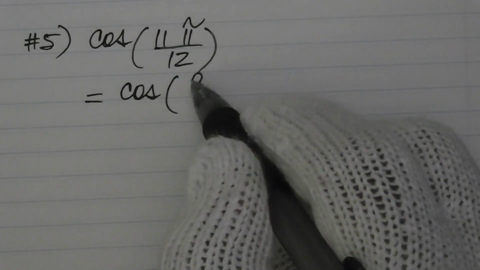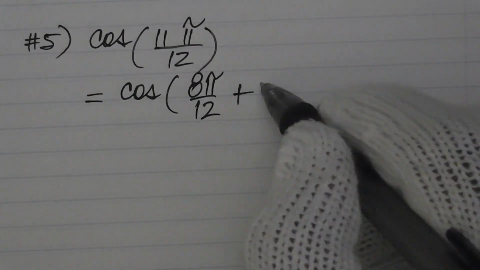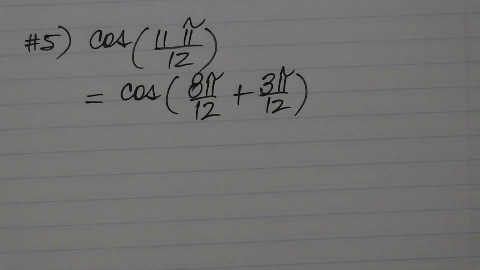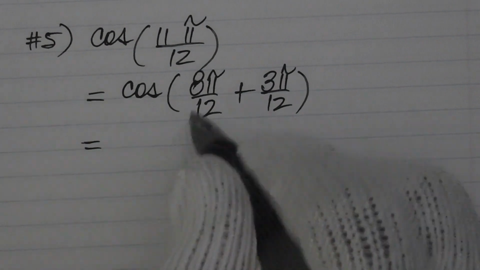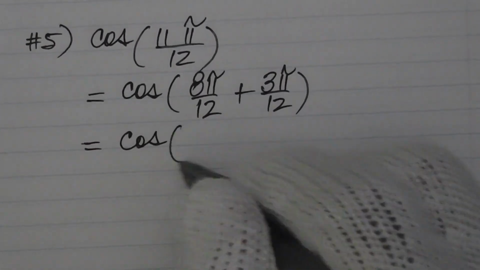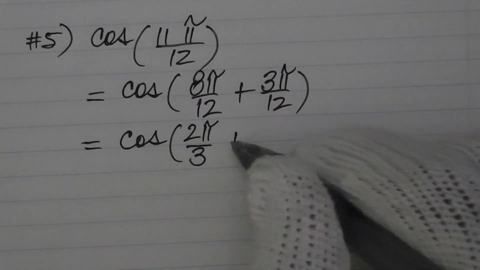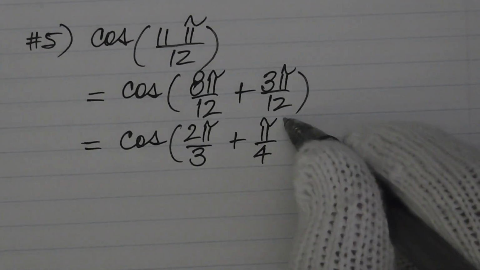So we've got cosine 11 pi over 12. We're going to use the same strategy. We're going to try to find two fractions of pi that add up to 11. So 8 over 12 plus 3 over 12 will give me 11 over 12. Then we're going to reduce those fractions: 4 goes into 8 twice, and goes into 12 3 times. 3 goes into 3 once and goes into 12 4 times.